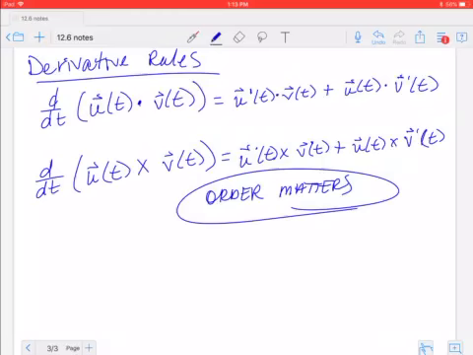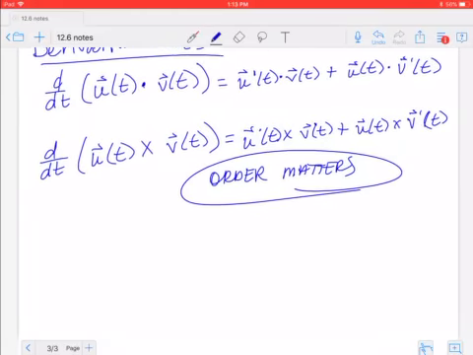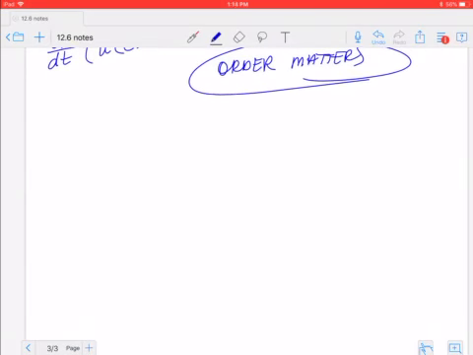So let's do this thing. Let's do this example. Example 3C, find the derivative.